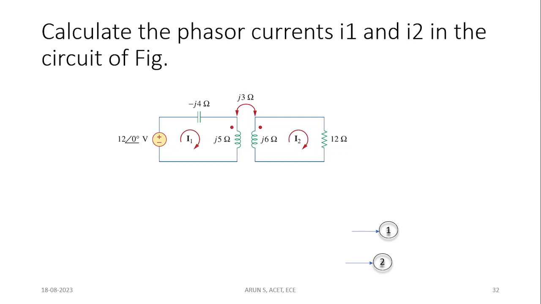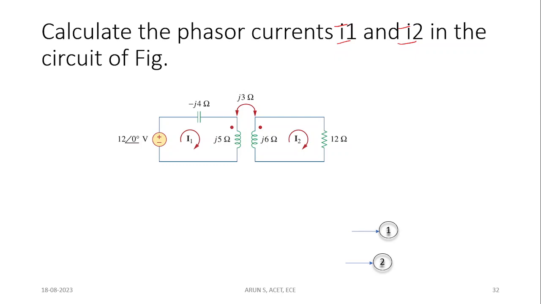Now this is very simple. The question is to calculate the phasor currents I1 and I2. It has to be capital I1 and capital I2. So phasor currents I1 and I2 in the circuit of the figure. The circuit is given here with 12 angle 0 volts. It is already in the phasor domain or frequency domain.